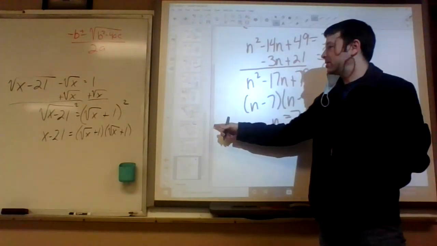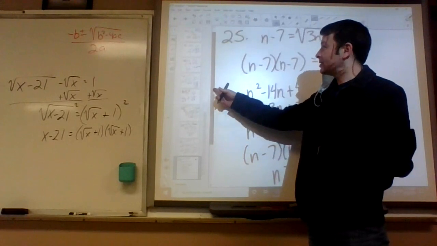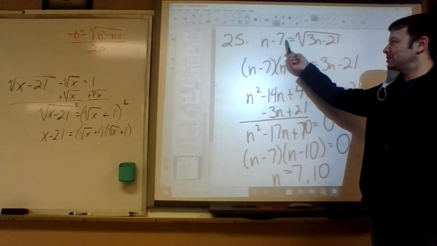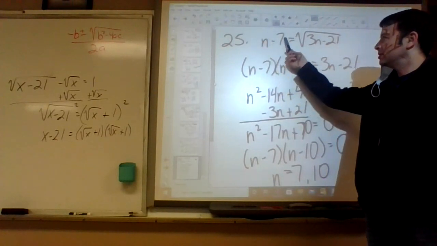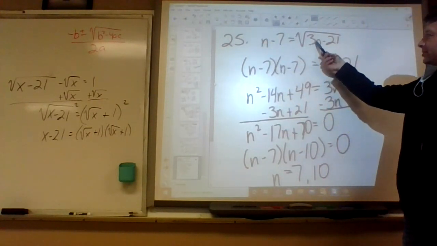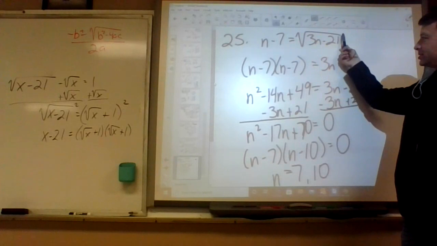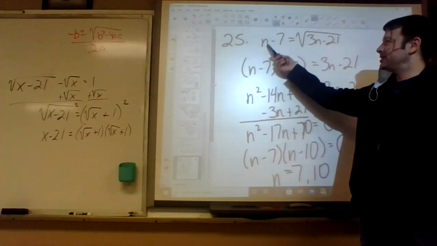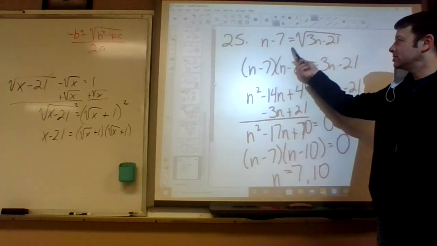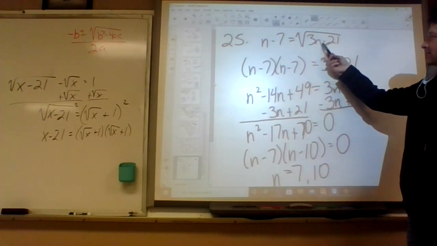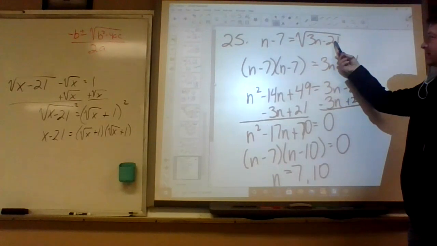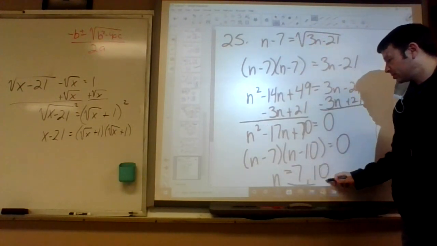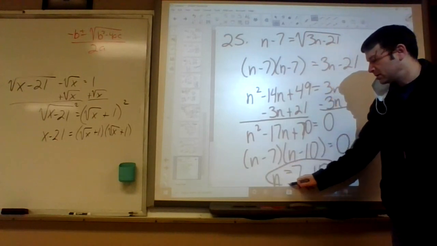Let's see if they work. We already got the no solution, so at least one of them has to work. If I put in 7 on the left side, this will become a 0. 3 times 7 is 21, minus 21 is 0. So 7 does work. If I put in 10, 10 minus 7 is 3. 3 times 10 is 30, minus 21 is 9. Square root of 9 is 3. So they both worked. Yay.